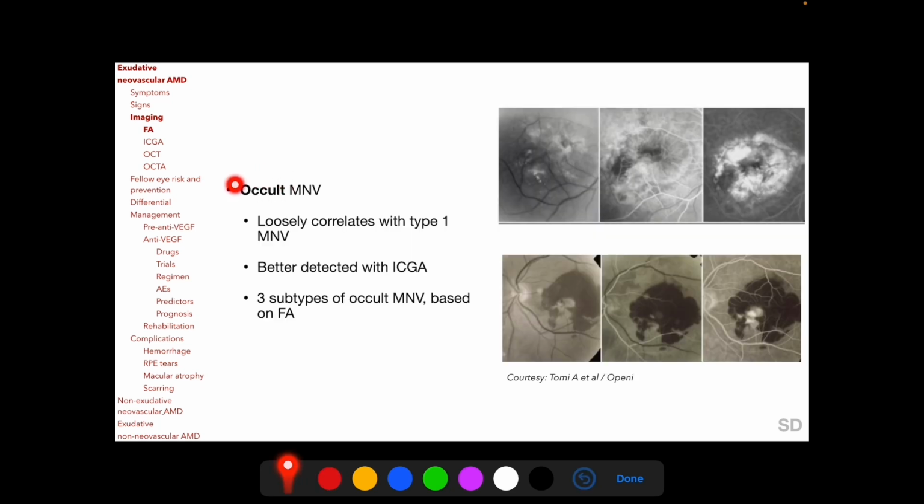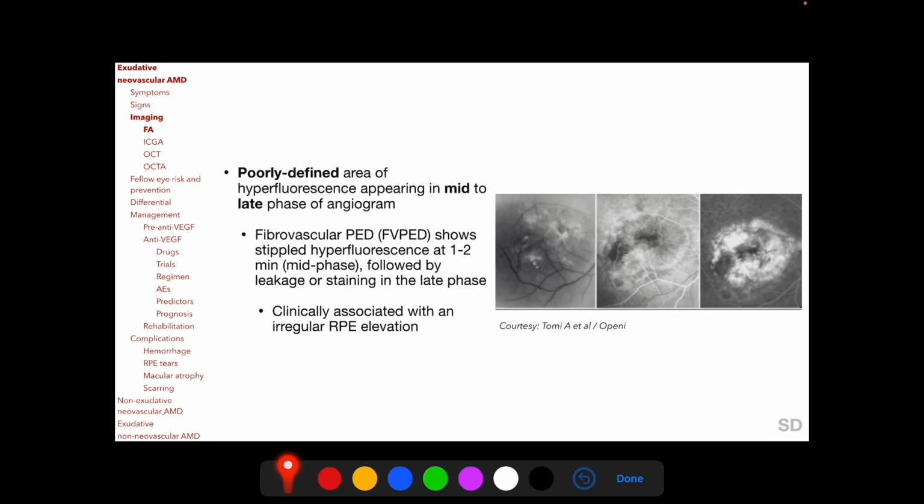The fluorescein angiographically occult MNV loosely correlates with type 1 MNV, which lies in the sub-retinal pigment epithelial space, and it is better detected with ICGA as compared to FA because ICGA can better penetrate the overlying pigment and blood. Three subtypes of occult MNV have also been described based on fluorescein angiography, and we'll find that they are associated with clinically different types of pigment epithelial detachment. Two subtypes of occult MNV, fibrovascular PED and late leakage of undetermined source, show a poorly defined area of hyperfluorescence appearing in the mid to late phase of the angiogram.